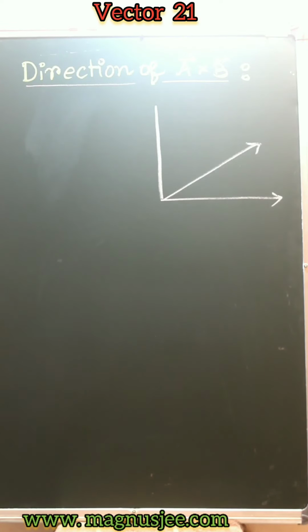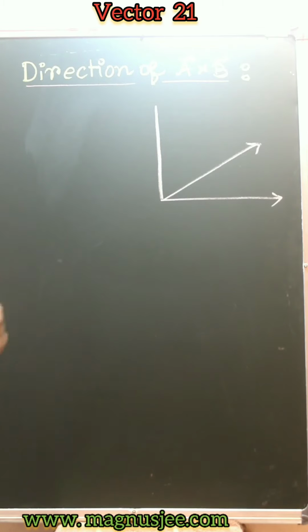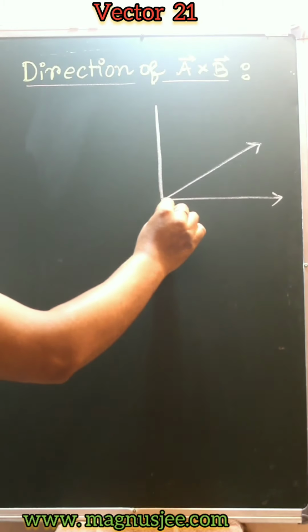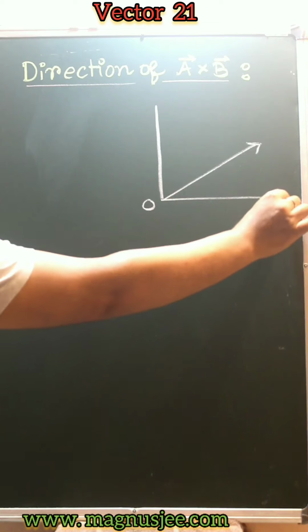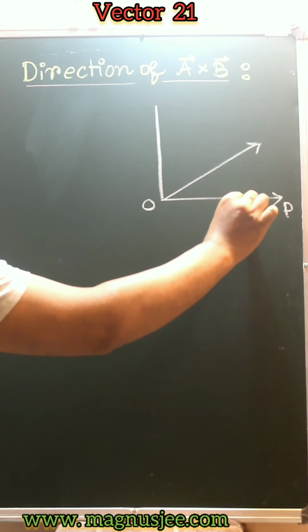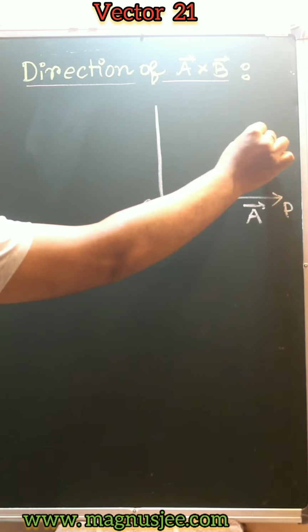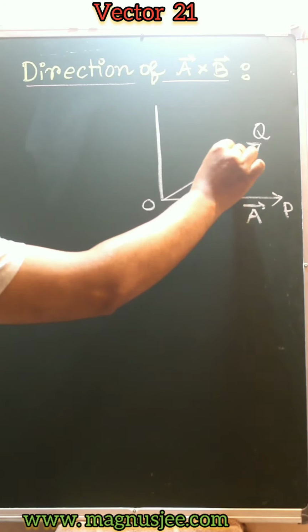Direction of vector A cross vector B. In this diagram, along OP, vector A acts, along OQ, another vector B acts.